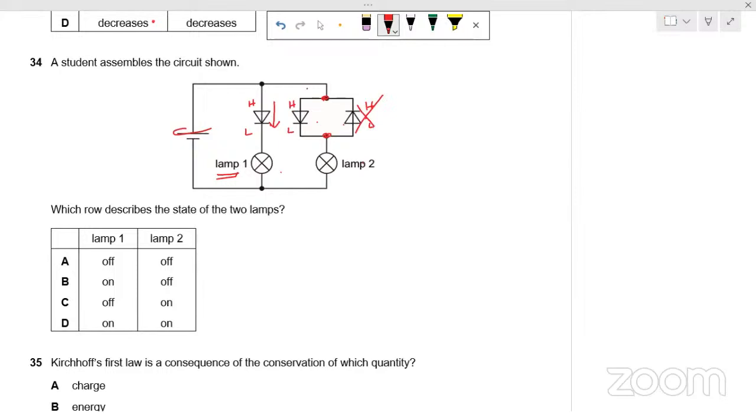But they are connected in parallel. So current will flow in both of these two diodes through this way. So both of the lamps will be on. So D is the correct option for this question.